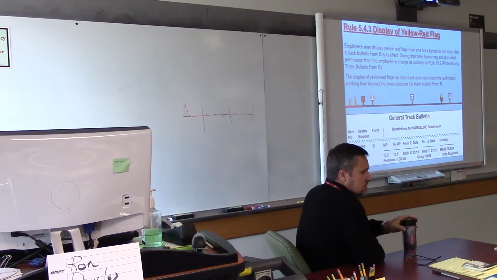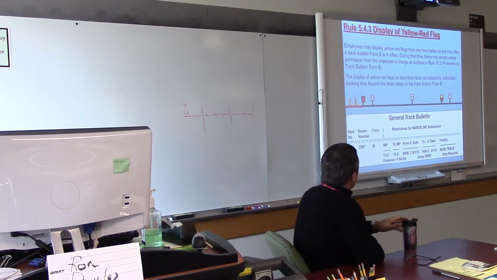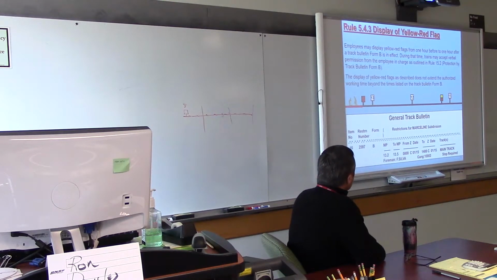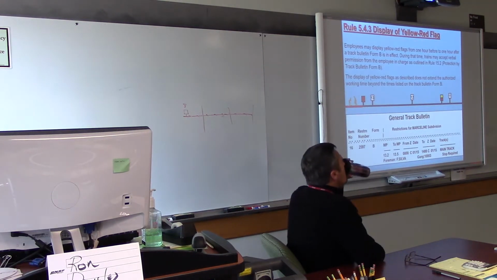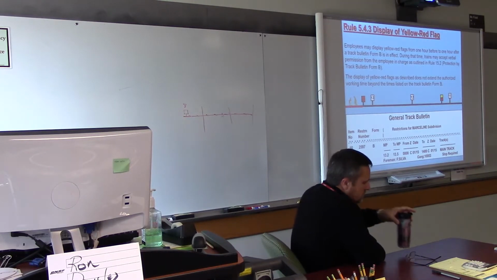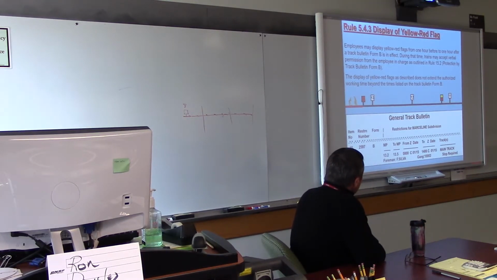Turner, you go ahead. Display yellow-red flags from 1 hour before to 1 hour after a traffic bulletin Form B is in effect. During that time, trains may accept verbal permission from the employee in charge as outlined in Rule 15.2, Protection by Traffic Bulletin Form B. The display of yellow-red flags as described does not extend the authorized working time beyond the times listed on the traffic bulletin form.